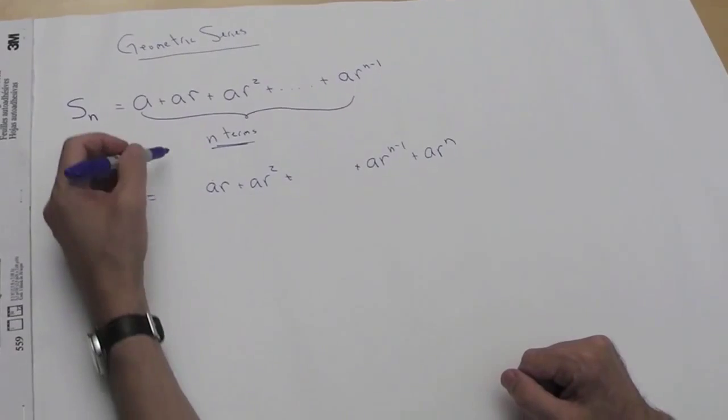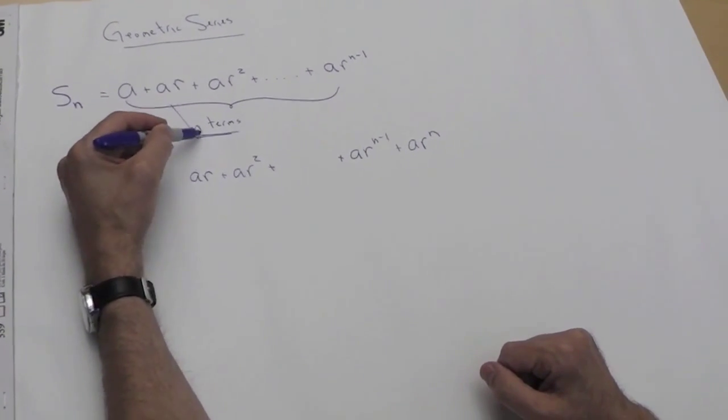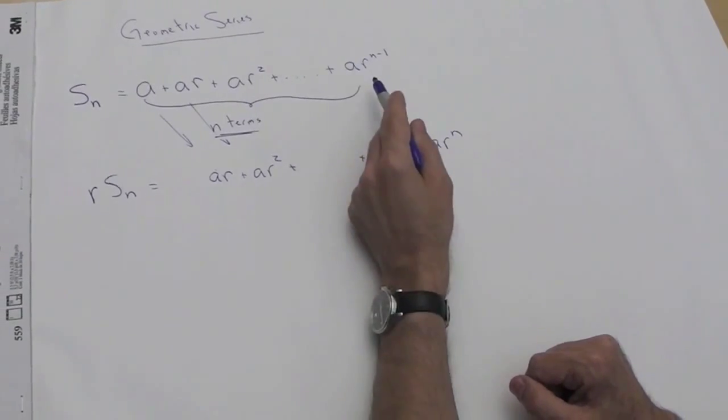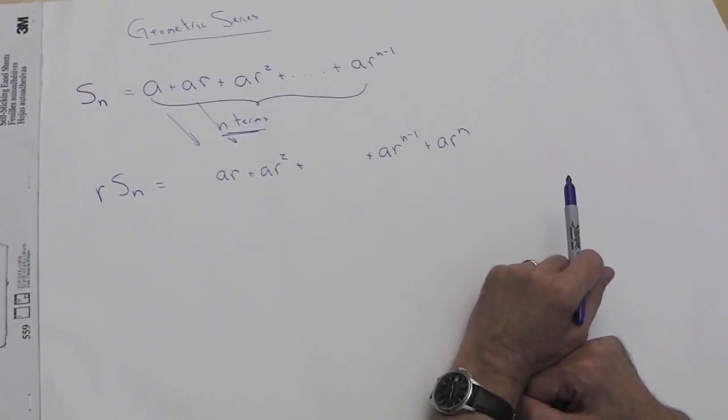So basically, each term in the original sum has been multiplied by r and moved over one, right? We see this sort of moving over. And we have this one new term, ar to the n, which you get by multiplying ar to the n minus 1 times r. All right, so why is this a good trick to do? Well, let's now subtract these equations, the bottom one from the top.